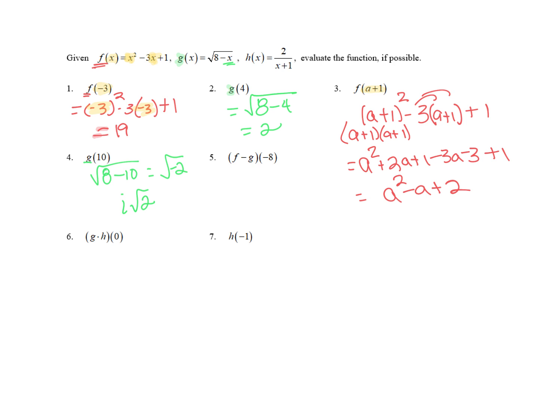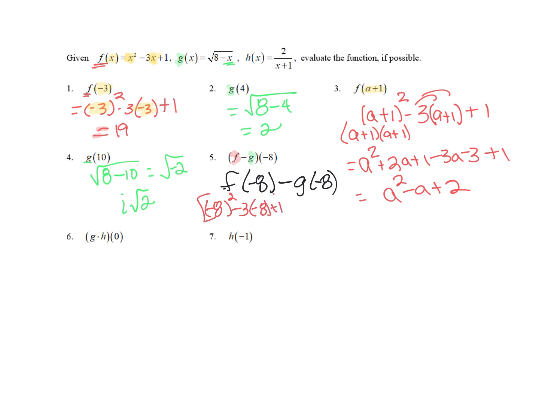Now let's look at this one, because this one is asking me to do f minus g. So I'm going to do f minus g. What that means is I'm going to do f of negative 8 minus g of negative 8. Well, what is f of negative 8? That's when I plug negative 8 into the f function. So negative 8 squared minus 3 times negative 8 plus 1.